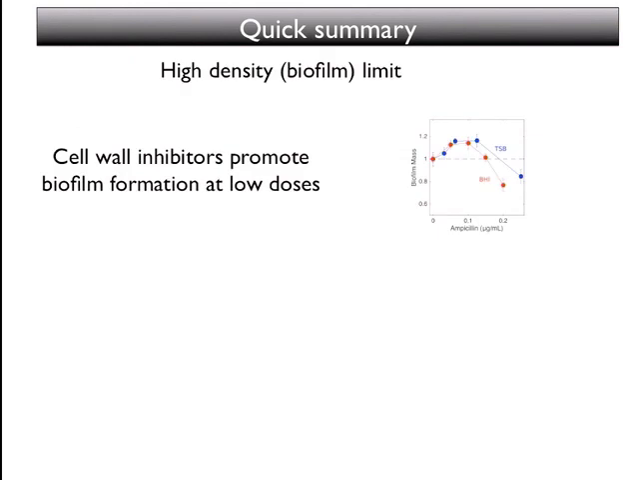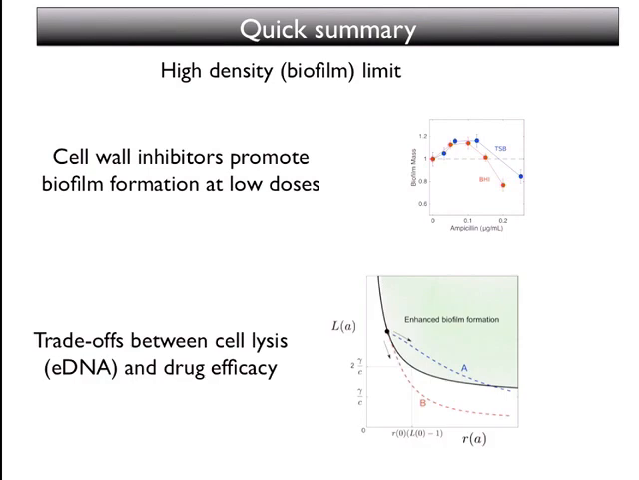Okay? I also showed you that in this sort of high density limit where biofilms are forming, cell wall inhibitors are promoting biofilm formation at low doses. There's some trade-off between cell lysis and drug efficacy that's causing this. You can think of this in terms of this phase diagram. It's basically how much, as a function of drug increase, how much lysis versus cell killing, sort of which one wins out.